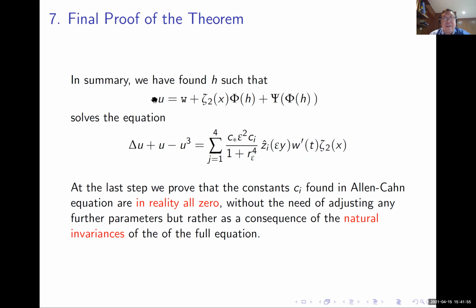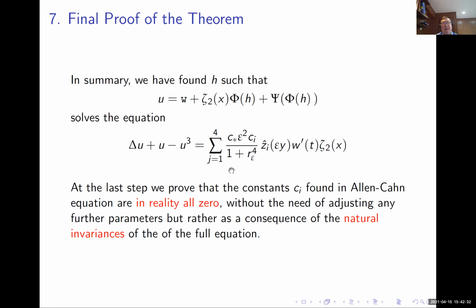Summary. So what have we found? We used the inner outer gluing. We found the outer problem phi, and we found the inner solution u, and it solves the equation. But then we have these 4 terms on the right hand side. These 4 terms we need to show should be 0.